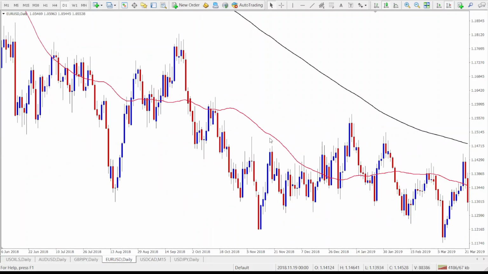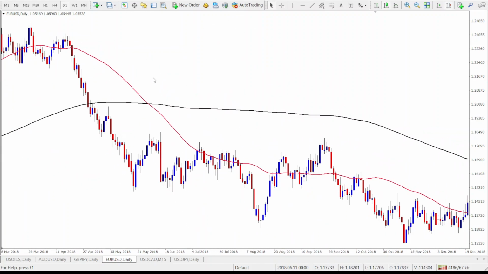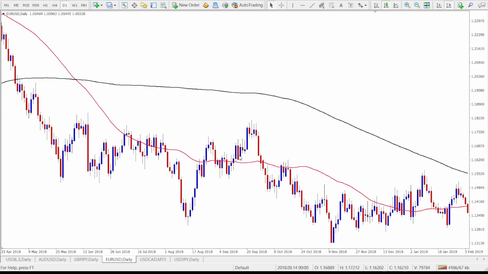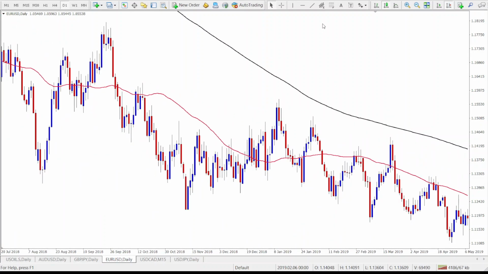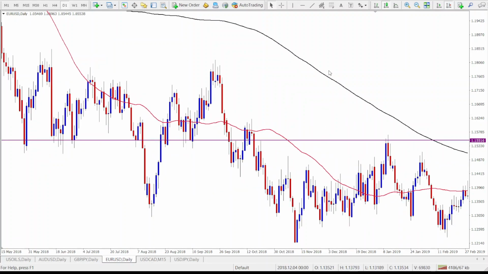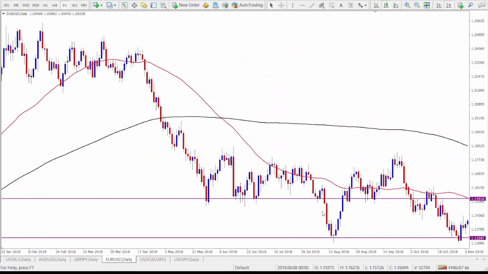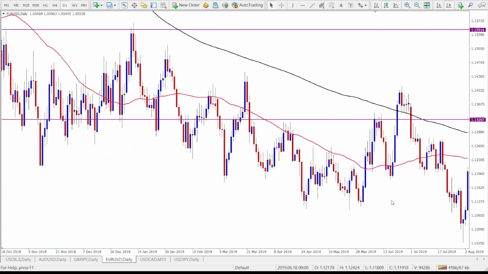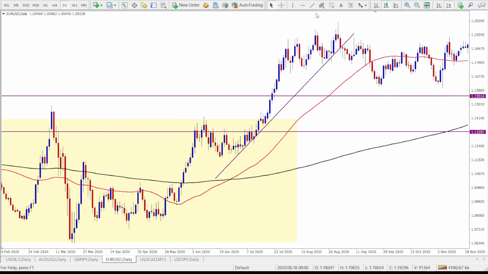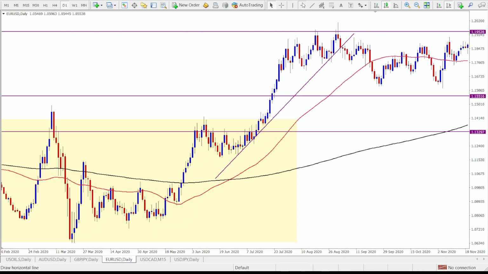For your exit strategy, you can set your take profit. For example, if you're in a sell trade, you can set your take profit at support zones, support levels. You can actually decide to use some support levels to exit your sell. Or if you're in a buy trade, you can decide to use resistance levels to exit your buy.